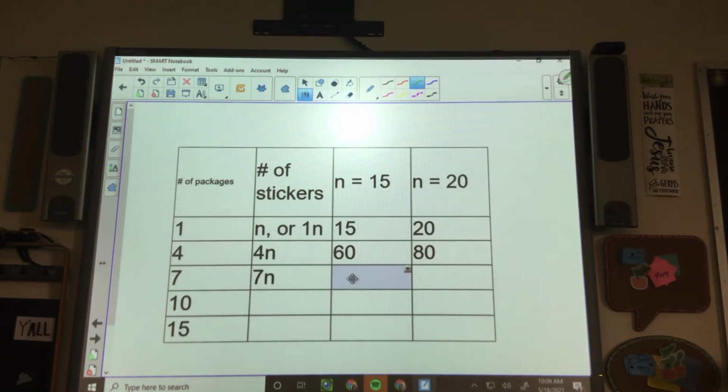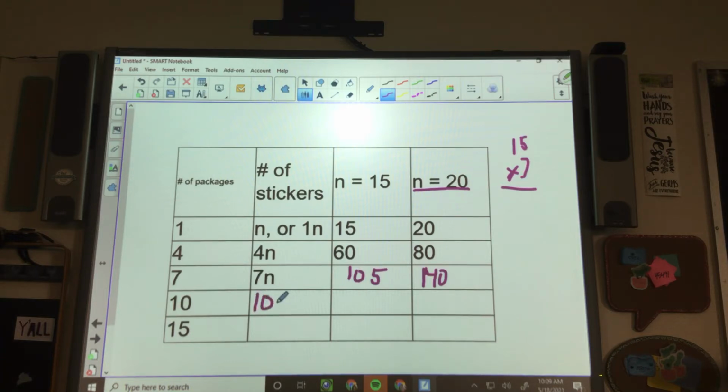No. So what do we have to do? We have to do the sign on the side, 15 times 7. 105. And then this one, instead of 15 times 7, it is 20 times 7, because N is 20 for this box. 20 times 7, which is? Say it out loud if you know it. 140. Then here, instead of 7N, we have 10N.